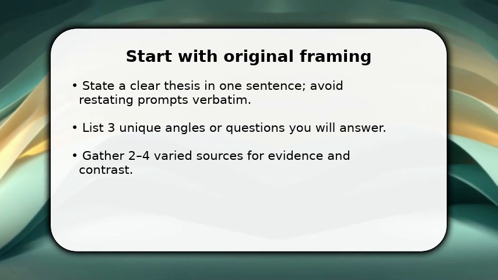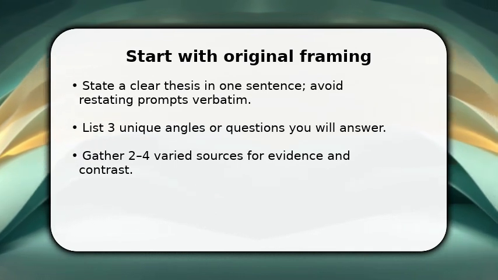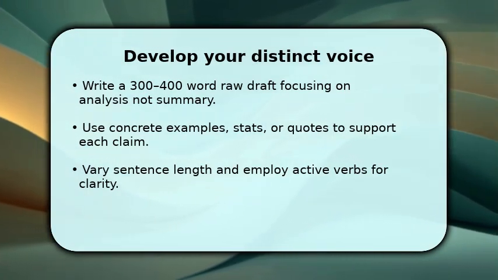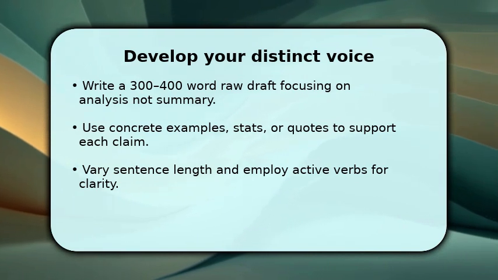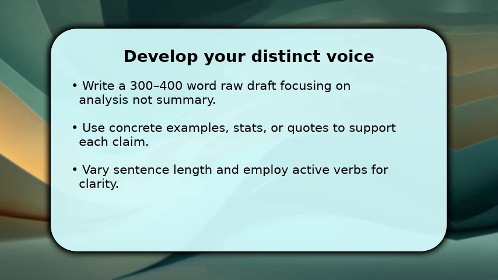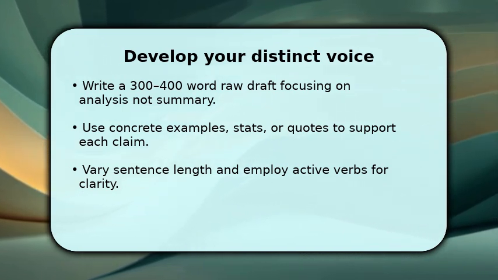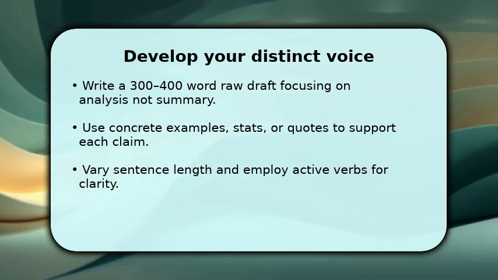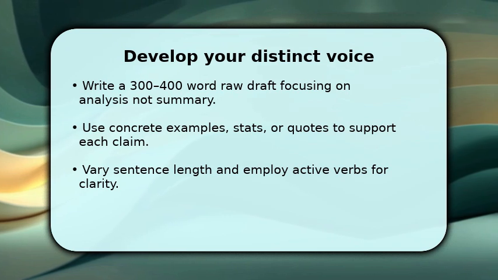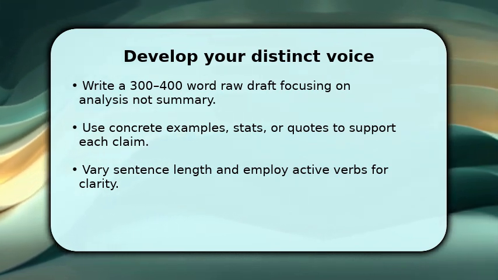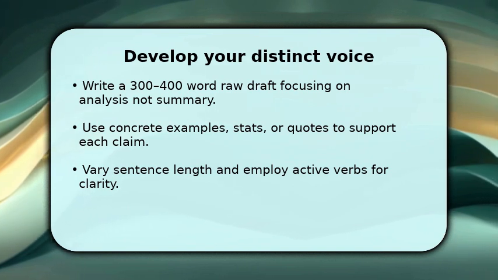Now transform notes into a 300-400-word raw draft emphasizing analysis over summary. Explain why evidence matters rather than paraphrasing it. Once drafted, insert concrete examples or stats for each claim so your reasoning is anchored. Make sure to vary sentence length and choose active verbs. This creates rhythm and a human cadence. As you write, highlight any phrasing that feels copied and replace it with your explanation.